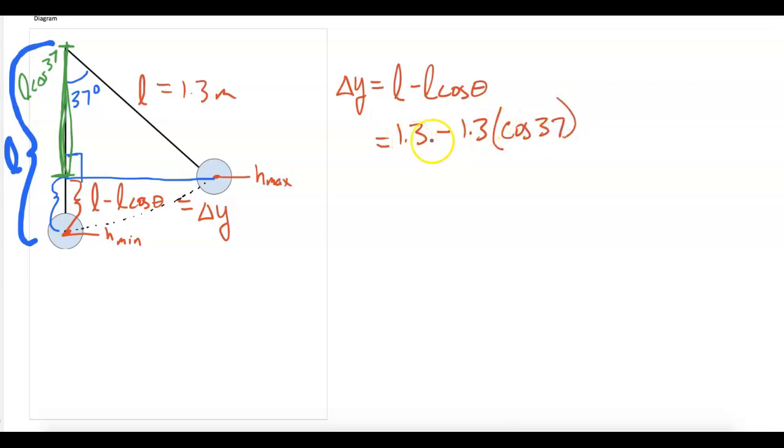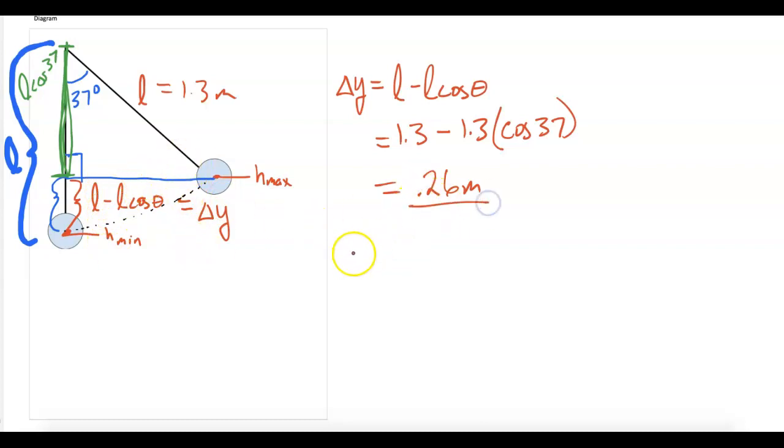You can't just subtract the two 1.3s. That'd be a huge problem. So instead, I'm going to take 1.3 and I'm going to subtract 1.3 times the cosine of 37. You always want to make sure you are in degrees. And I end up with a delta y of 0.26 meters. So that's how far it falls.